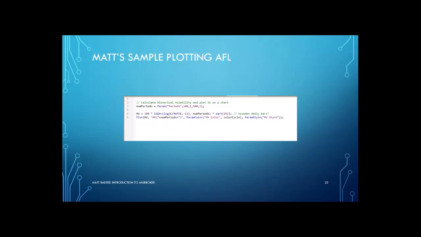And the plot statement tells AmiBroker, hey, I've got this thing that I calculated. It's in a variable called HV. Please go out and put it on a chart. Here's a label for it. Here's the color I want, and here's the line style that I want.